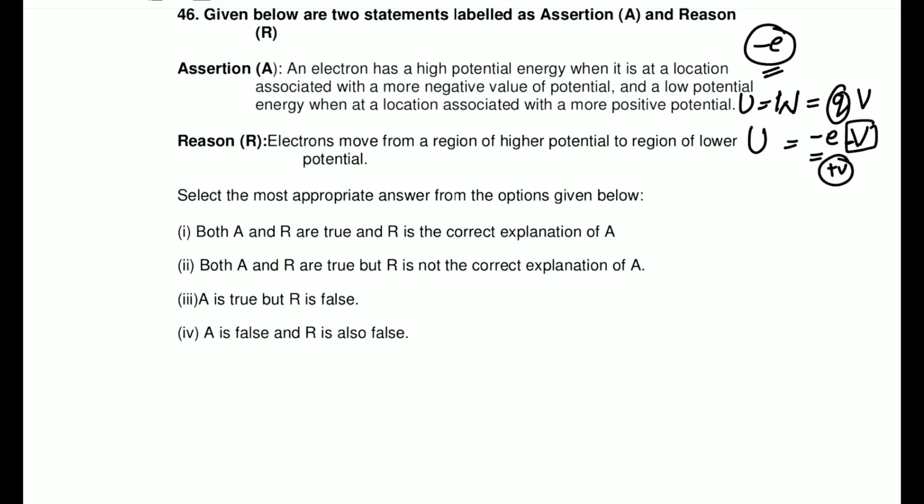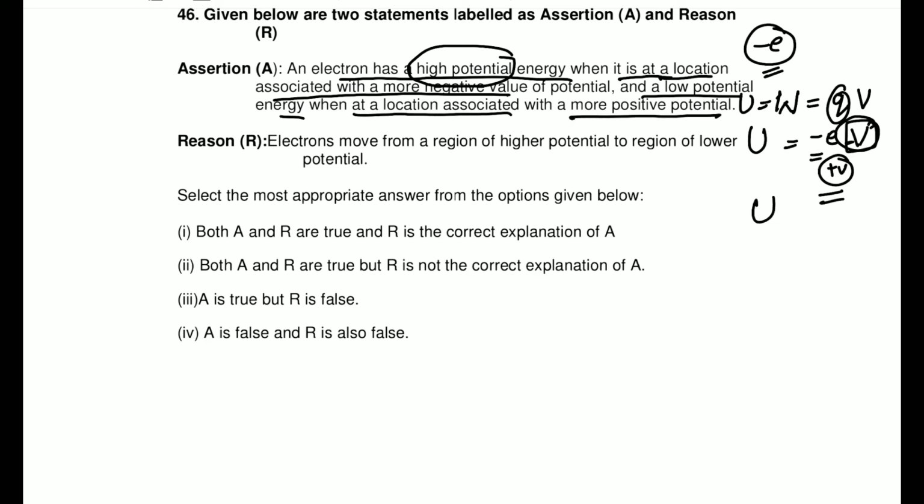Now read it again. An electron has a high potential energy when it is at a location associated with a more negative value. So if you put your electron at a negative potential, then the potential energy will be positive, and higher as compared to a lower potential energy when at a location associated with a more positive potential. If you put your electron at a higher potential value, then again, because of the negative sign of the electron, the potential energy will remain negative, right? I hope you guys can understand that. So the assertion is a correct statement here.